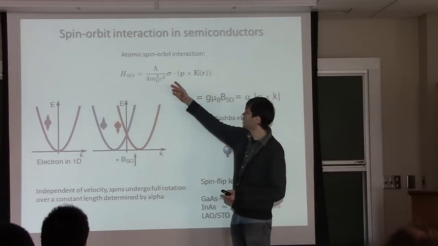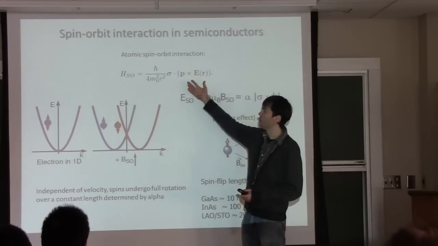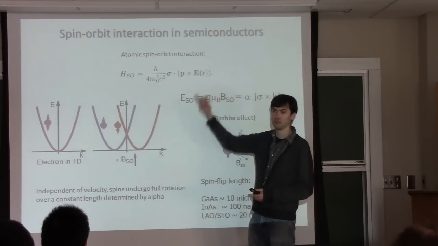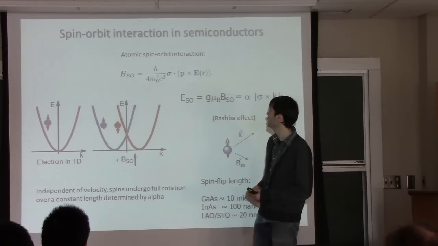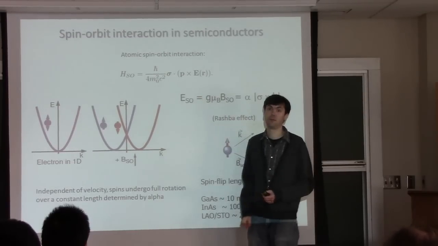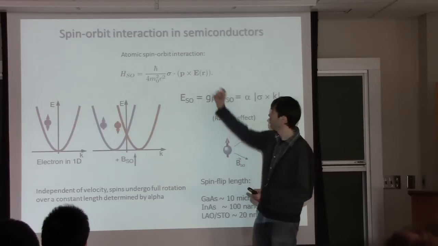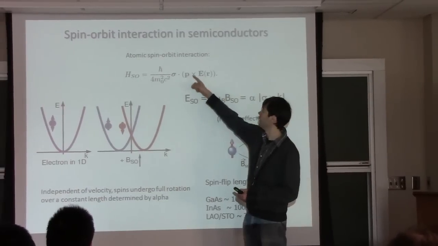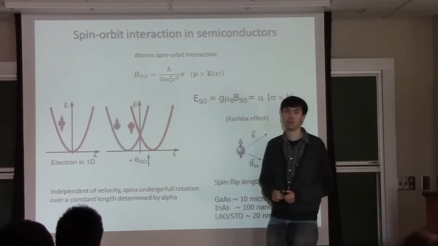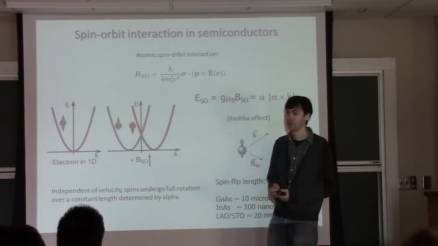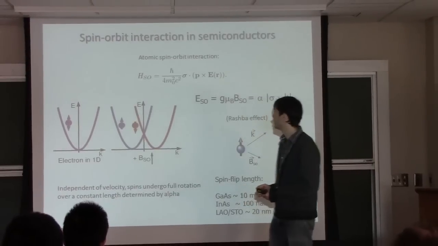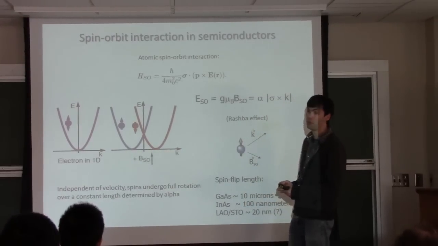The formula contains spin, momentum, orbital degree of freedom for an electron orbiting the nucleus, an electric field from the nucleus. And then you do the Lorentz transformation, and this electric field transforms into a magnetic field, and then it acts on spin. In semiconductors, the formula is actually very similar.